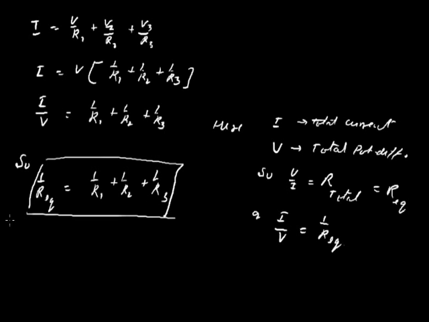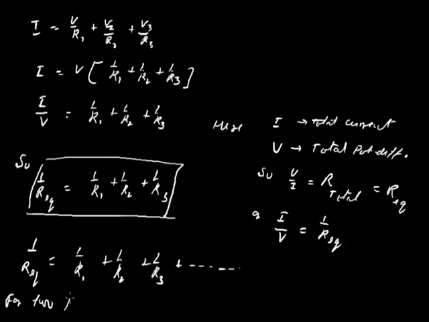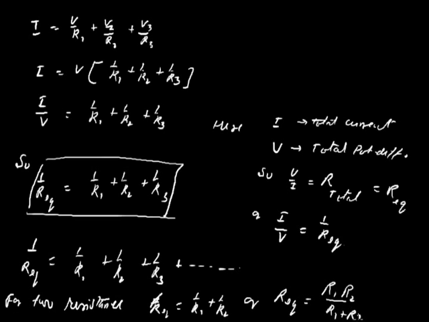If there are more than 3 resistances, then we can write 1 upon R equivalent is 1 upon R1 plus 1 upon R2 plus 1 upon R3 and so on. For two resistors, suppose only R1 and R2 are connected in parallel, then 1 upon R equivalent will be 1 upon R1 plus 1 upon R2, or R equivalent is R1 R2 divided by R1 plus R2. Important points of parallel combination.